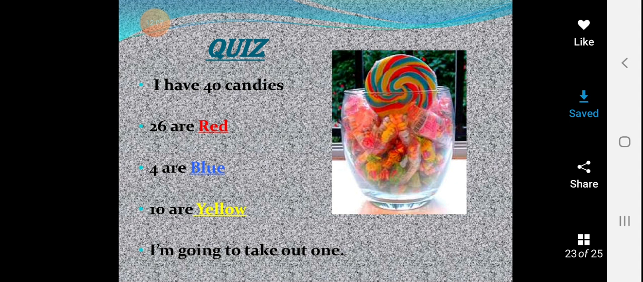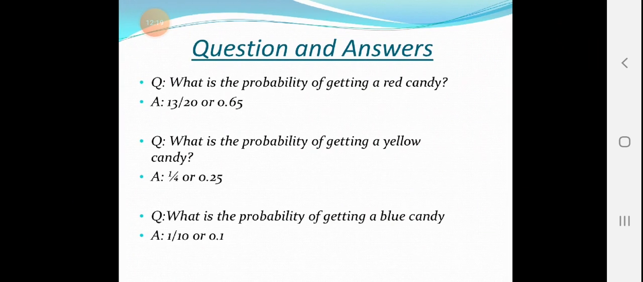You have to deduce it. 10 yellows. That means 10 upon 40. That means 1 upon 4. So out of 4 candies, 1 candy could be yellow in color. Now for the red candy, you saw this 13.